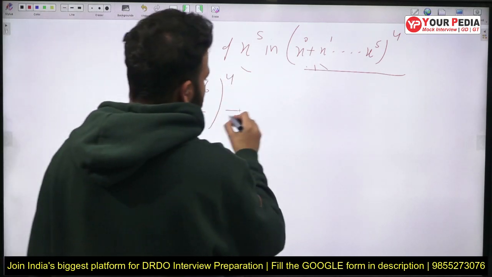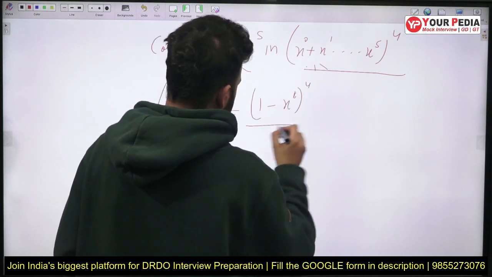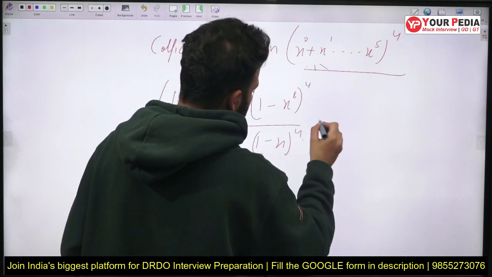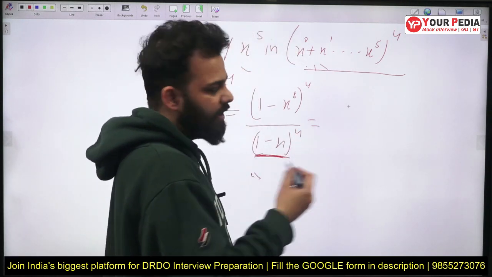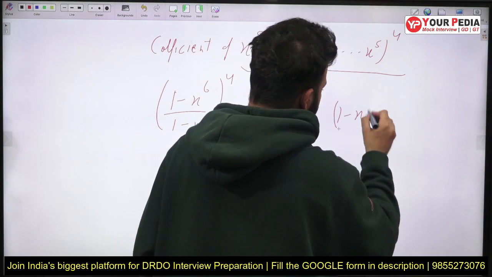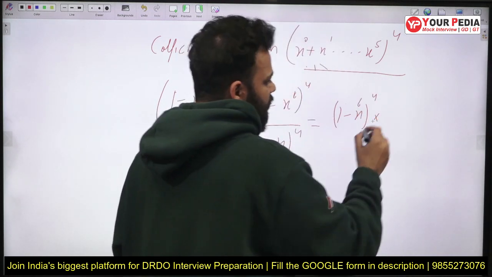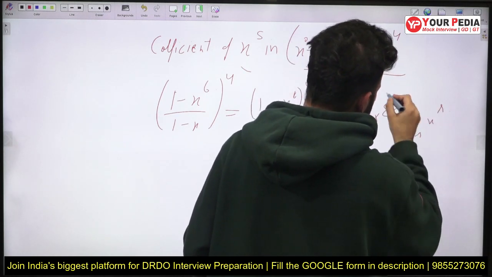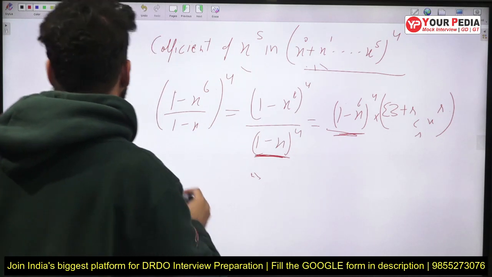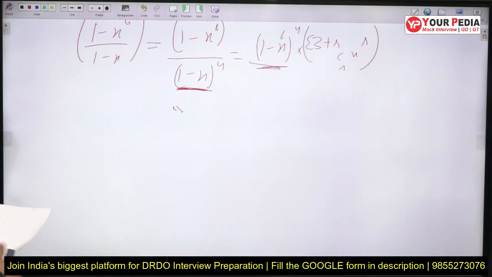So you can take this to the numerator: 1 minus x raised to power 4, and this is nothing but 1 by (1 minus x) raised to power n. The expansion of this, with n equal to 4, is (3 plus r)Cr x raised to power r, and you can expand this now. Now let's expand this one, 1 by (1 minus x) raised to power 4.